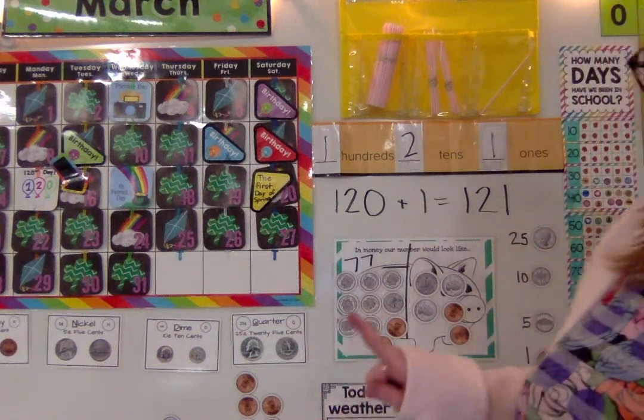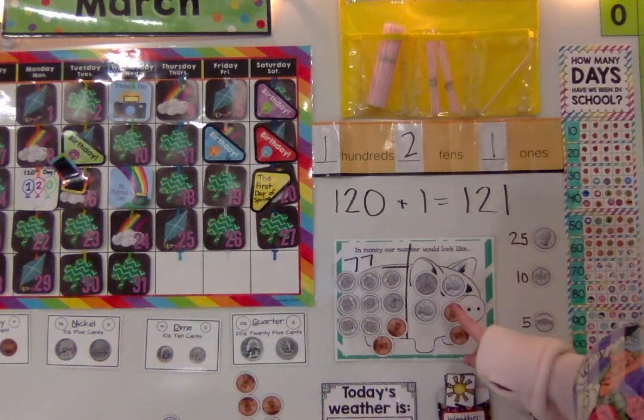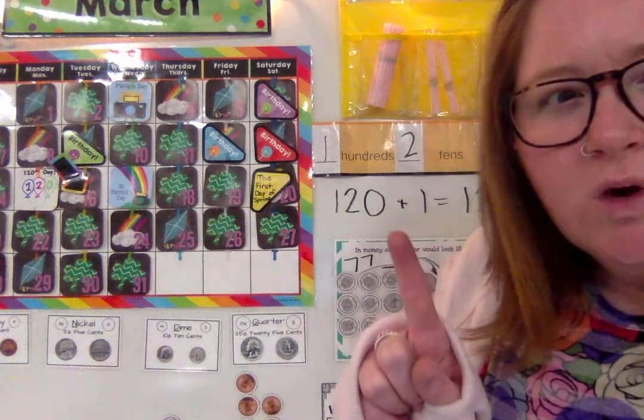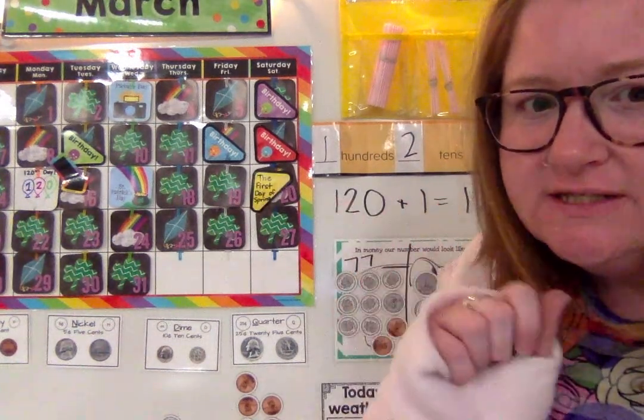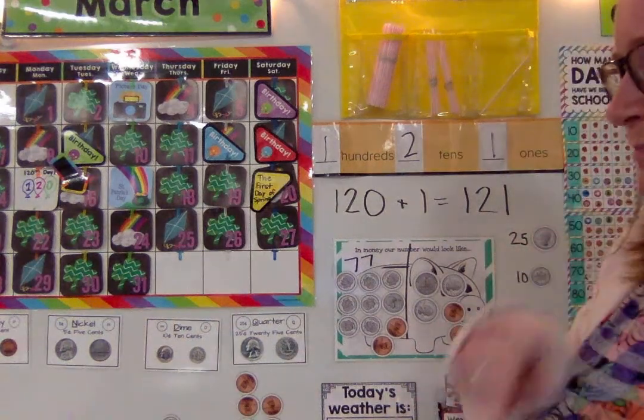Ooh. Tomorrow we're going to do our least amount of coins and we're going to use 2 quarters and see what else we can do for our number. I'll be interested to see what it looks like.